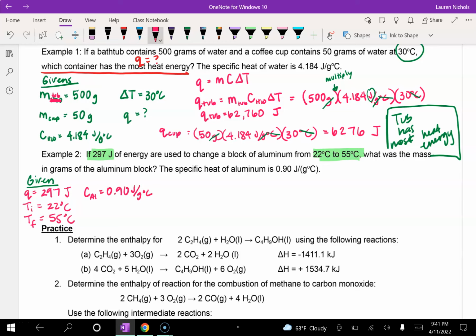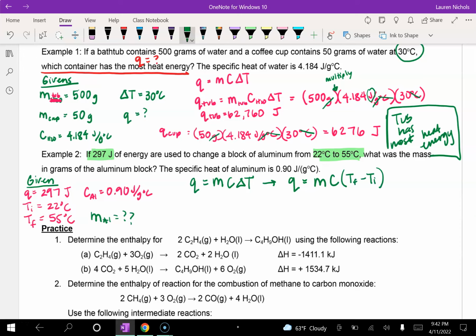Okay, so these are all the things we know. And the question really says, what was the mass in grams? So the mass of the aluminum is what we are looking for. So we've got our given, we've got our unknown. We know that our equation is going to be Q equals M times C times delta T. And one thing to note is that delta T is our final temperature minus our initial temperature. And so we can calculate that first.